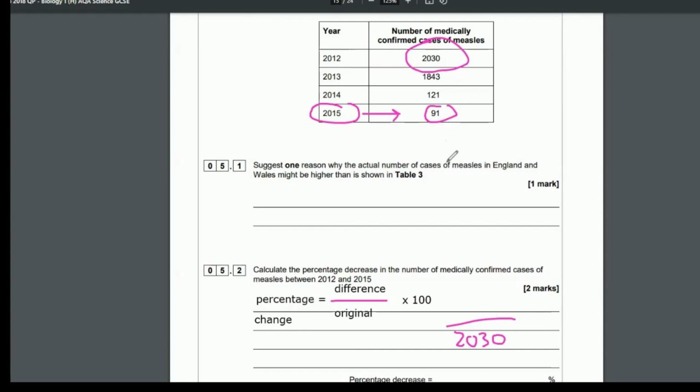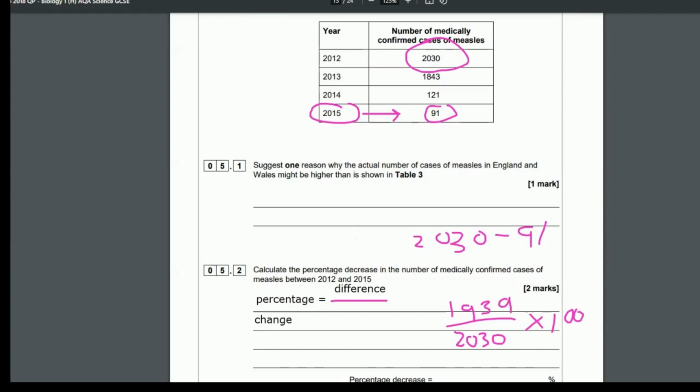So I want to do the difference over the original. What's the difference between 91 and 2030? I'm going to put it in my calculator. 2030 minus 91 equals 1939. So I went 2030 minus 91 to find the difference, and I got 1939, and then we're going to times by 100. And just remember, this is percentage decrease. So 1939 divided by 2030, times 100.